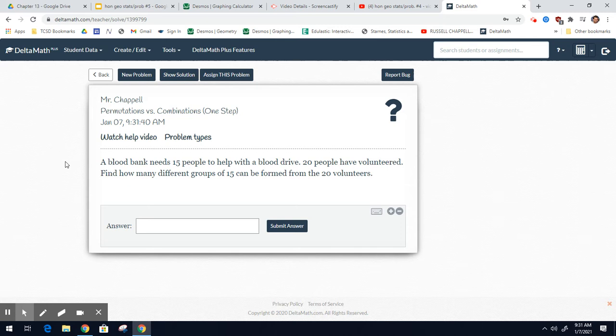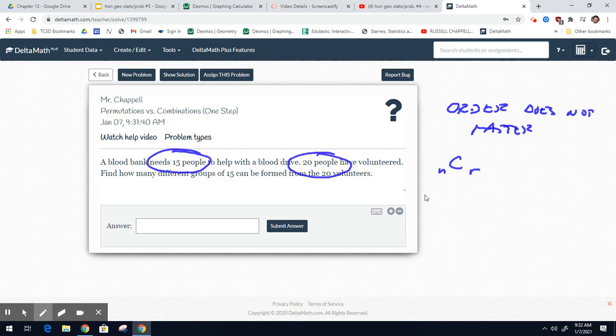Okay, so it says a blood bank needs 15 people to help with a blood drive. 20 people have volunteered. Find how many different groups of 15 can be formed from the 20 volunteers. So we're just giving blood. It doesn't matter who gives it first or who gives it last. So this is a problem where order does not matter. And if order doesn't matter, then we're doing a combination, right? So nCr, or nCk, whatever. We want to choose 15 people out of 20. So this is 20 choose 15.